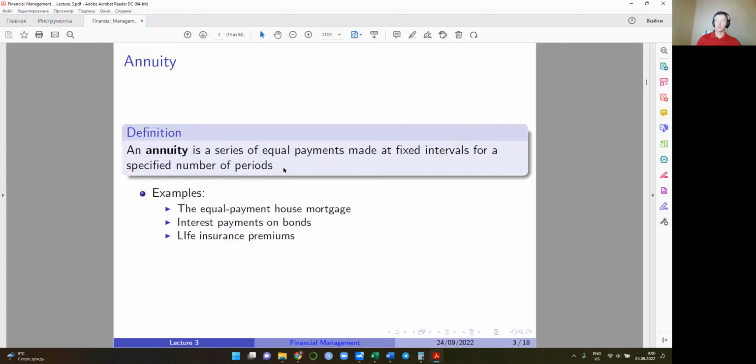Life insurance premiums. This is the opposite thing. When you pay fixed equal amounts to an insurance company, usually they call this product an annuity, and then you accumulate some amount of money, and once you have some issues with your health, or maybe you are dead, then the amount is paid to your kids or your spouse or your family, or if just some issues with your health, it's paid to you.